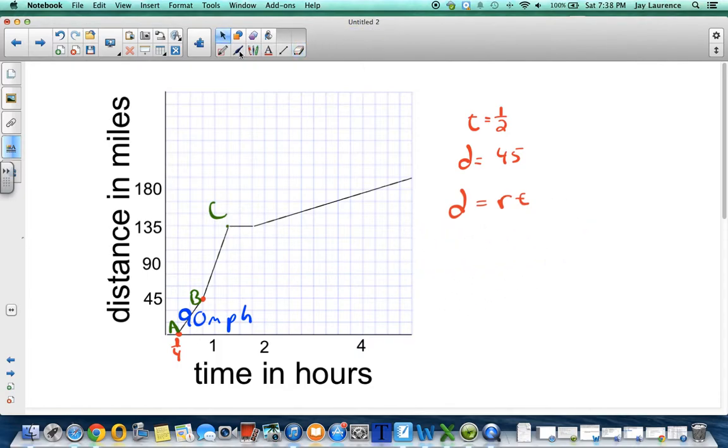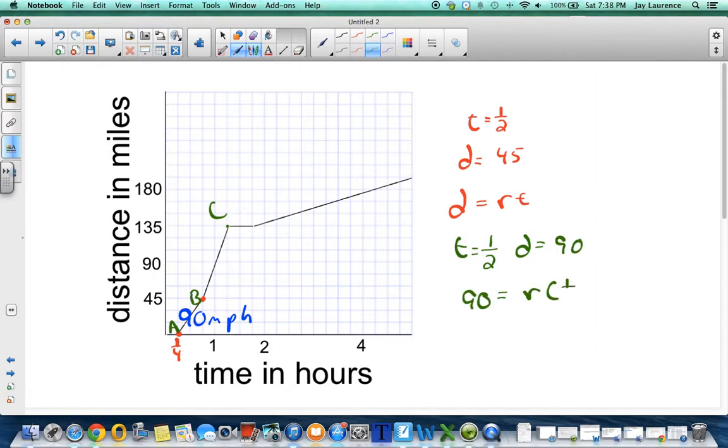Okay, it looks like the time from point B to point C is 1, 2. Oh, it's a half an hour again. Okay, that'll make it easy. And then the distance looks like it might be 90 miles. So the distance is 90. And so then I can do 90 equals R times a half. I'll tell you what I'll do on this one to show you I can do it the same way. I'll actually divide by a half.